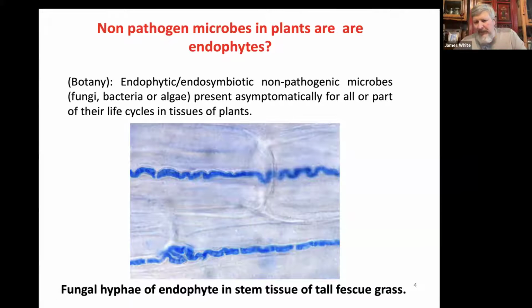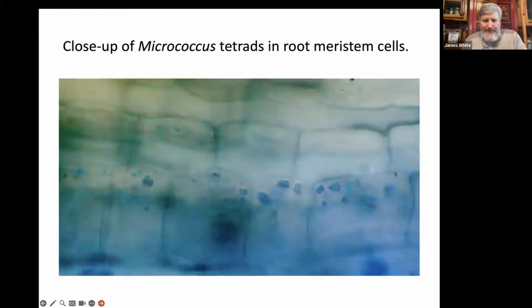But plants have many, many bacterial endophytes in addition to fungal endophytes. And this one is a specific kind from a tall fescue plant. But all plants have all kinds of endophytes. Okay, this shows a bacterial endophyte. This actually is a root tip. You can't see the root itself, but you can see some cells of that root, and you can see inside it there are these little clusters of blue things. Those actually are bacteria. Those are the bacteria belonging to Micrococcus.